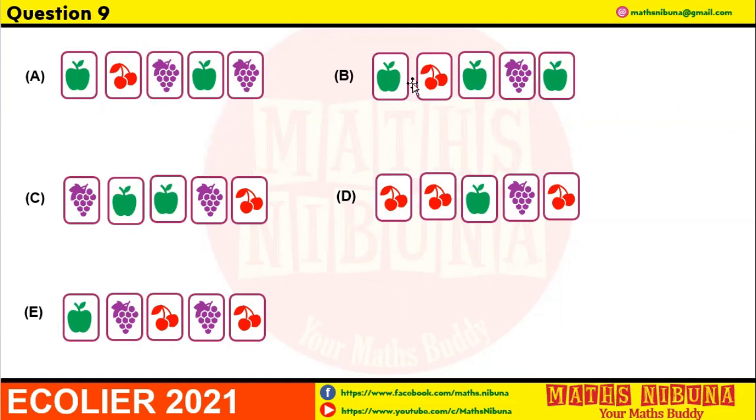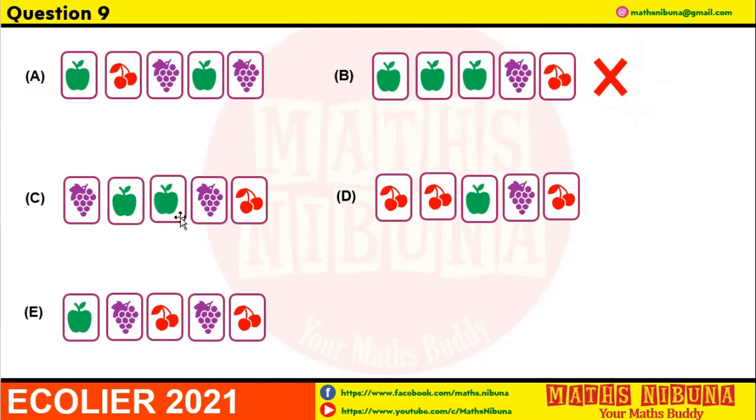Let's say B. Okay, I have apple, apple, apple. Let's say what I do, I try to take this one and put here and apple put here. That means it's possible. That means this can be done by swapping. When it can be done, that cannot be the answer. Okay, they ask which one we cannot do. Okay, this is possible, that means not an answer.